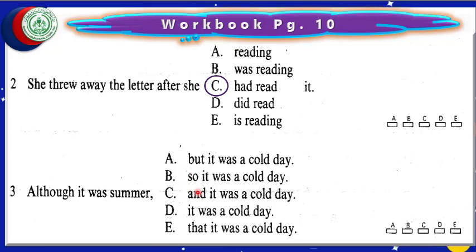Let us check the last one. Although it was summer, that it was a cold day. No, that cannot be here also. That is why the correct option is D. It will become, although it was summer, comma, it was a cold day. We shall choose it. This is the correct option. We shall do it like this. Let us move to the next.